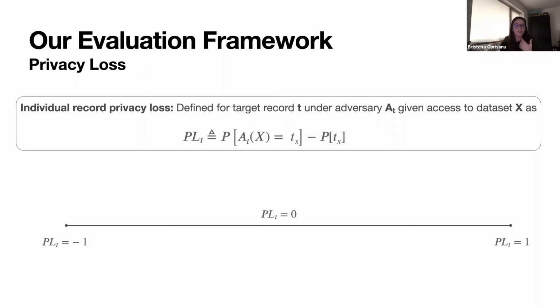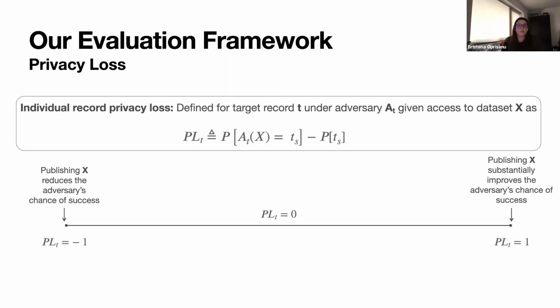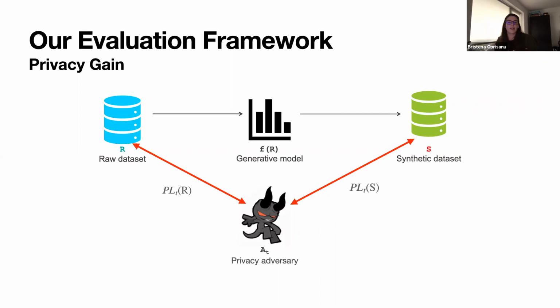And in our framework, the privacy loss has values between -1 and 1, where a privacy loss of 1 means that publishing X substantially improves the adversary's chance of success. Privacy loss of -1 means that publishing the data set X reduces the adversary's chance of success. And if the privacy loss is 0, it means that publishing the data set X does not give the adversary any advantage over her prior. Now, going back to how we define our privacy adversary, we can compute the privacy loss for the raw data set and the privacy loss for the synthetic data set.